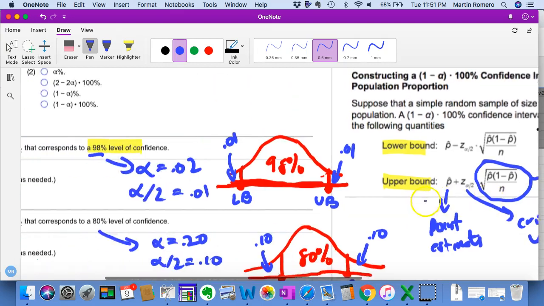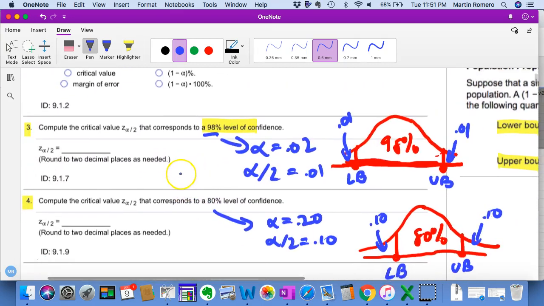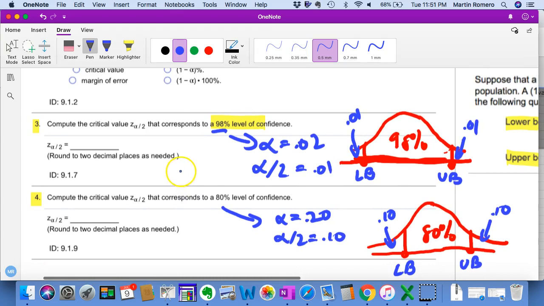And so these problems are just finding the critical values, because before you can find a confidence interval, you need a critical value. And so in this case, we're looking for Z alpha over 2. That corresponds to the 98% confidence interval. That means alpha is 0.02, but alpha divided by 2 is 0.01.